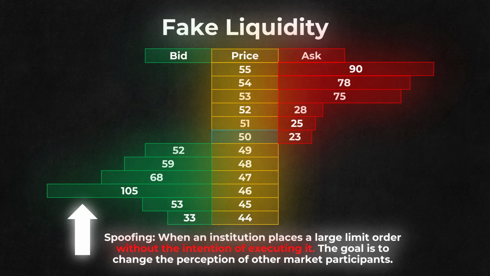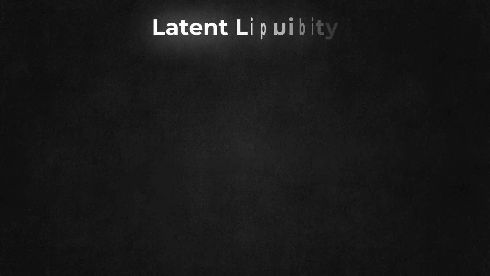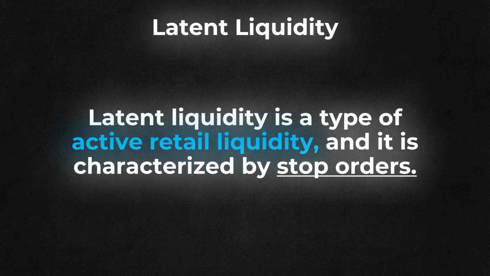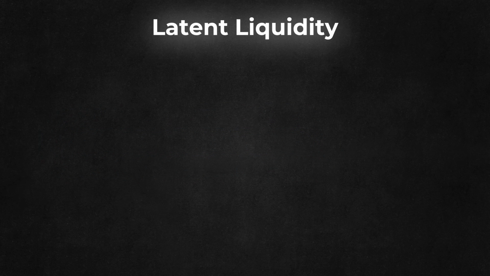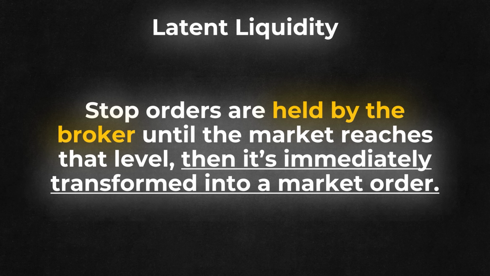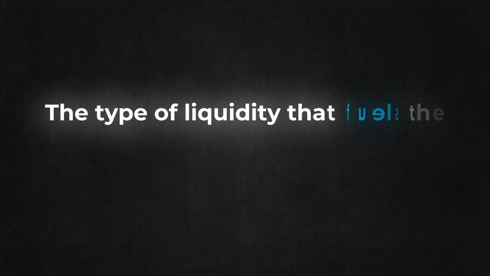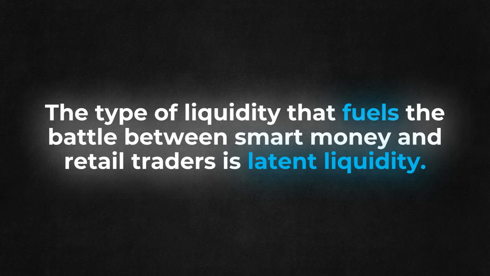An important type of liquidity for you to learn how to trade is what is called latent liquidity. Latent liquidity is a type of active retail liquidity, and it is characterized by stop orders. Stop orders are held by the broker until the market reaches that level. Then it's immediately transformed into a market order and it will emerge in the public order flow. Previously, I said that liquidity is the fuel for the smart money. Now we can state more precisely that the type of liquidity that fuels the battle between smart money and retail traders is latent liquidity.